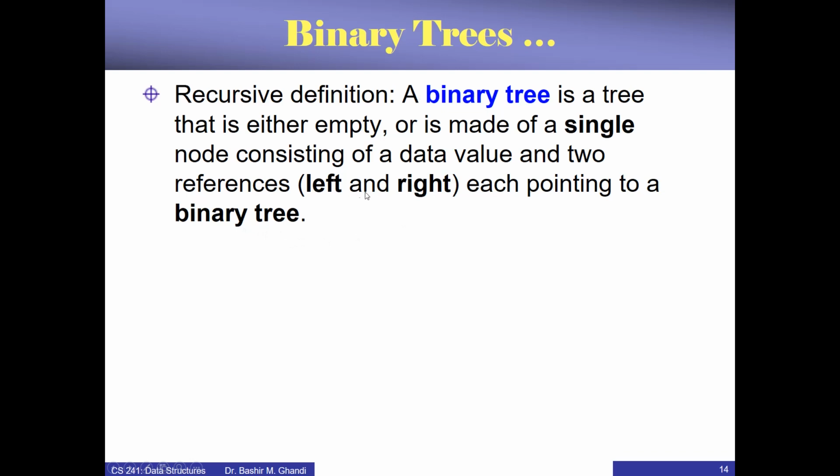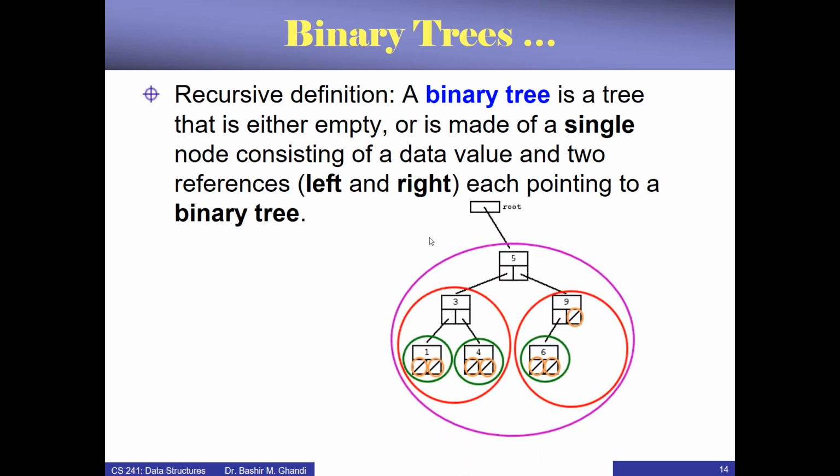So when you are looking at this recursive definition, we don't think of a tree as having many nodes. No, it has a single node. However, that node has references to other binary trees, as you can see in this example. The main tree here, which is enclosed in the purple circle, has only one node with a key 5. But that node, in addition to the value 5, has references to 2 binary trees, which are enclosed in these red circles.